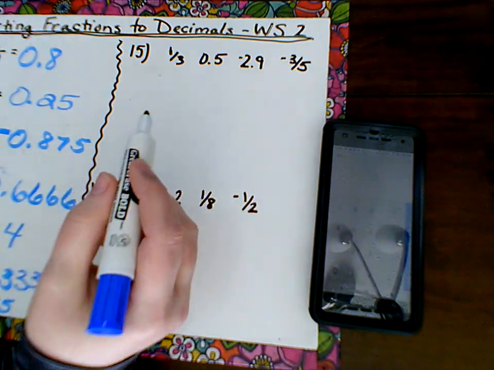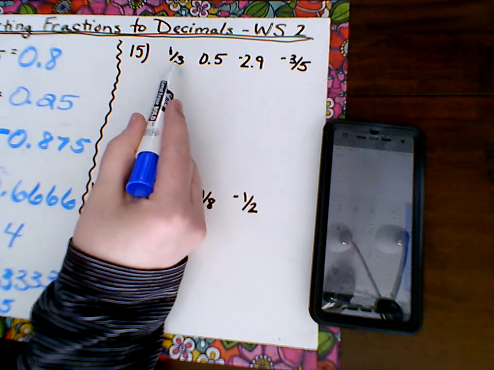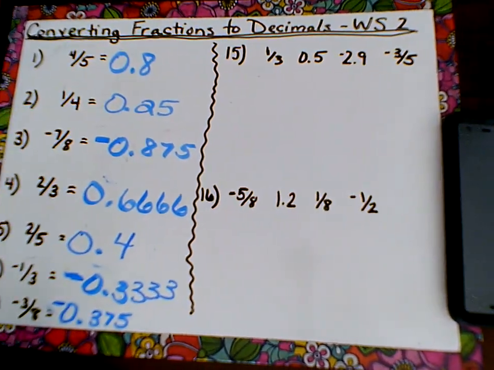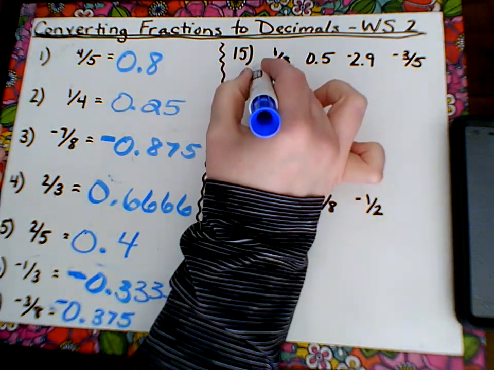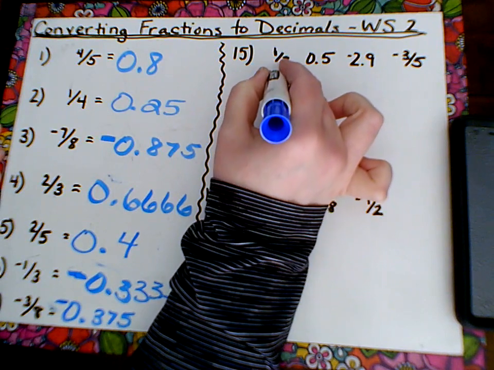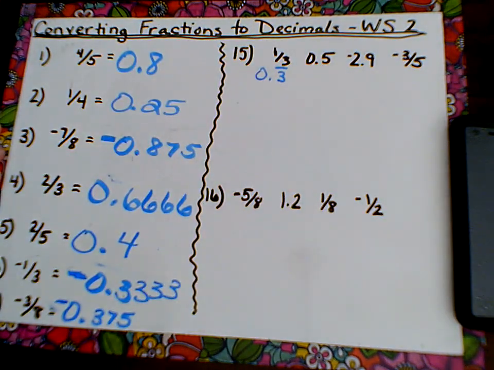Okay, so I know that 1/3 is this answer, just without the negative on it, because I've already done it. So I'm going to put down 0.3. I'm going to put my bar over it.